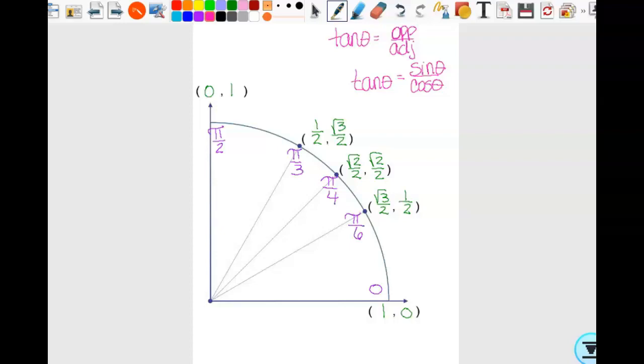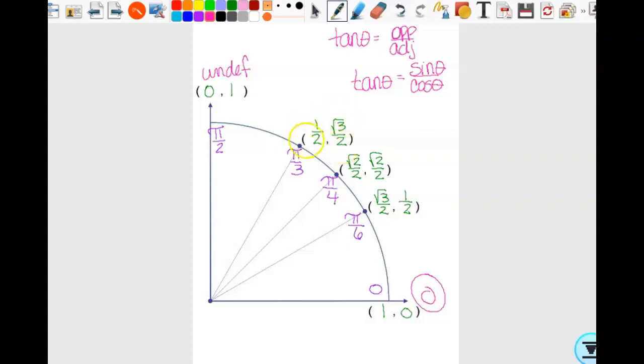Okay, so since tangent is sine over cosine, that means I can start here. Sine over cosine is going to be y over x. So I put 0 over 1. What is 0 over 1? 0 divided by 1 is 0. Okay. All right. 1 over 0 is undefined. We good with that?